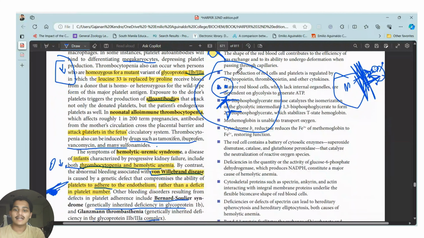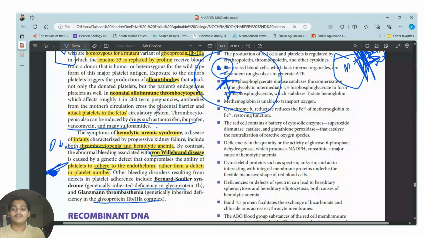The third condition is a homozygous mutation in glycoprotein IIb or IIIa, where if the person receives blood with a homozygous or heterozygous wild type platelet antigen, the person will produce antibodies against the donor's blood, and these antibodies are known as alloantibodies, and they can attack the person's own platelets. In neonatal alloimmune thrombocytopenia, the mother's antibodies cross the placental barrier and attack and destroy the fetal platelets. Thrombocytopenia can also be caused by drugs such as tamoxifen, ibuprofen, vancomycin, and sulfonamides.